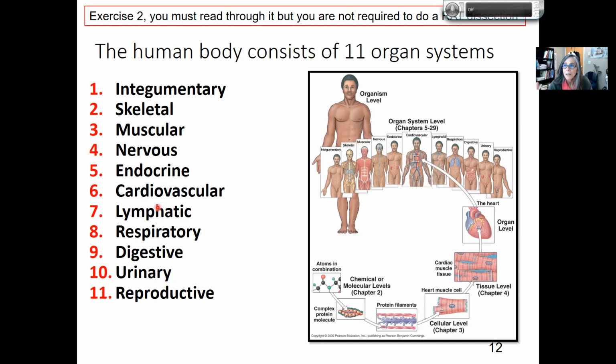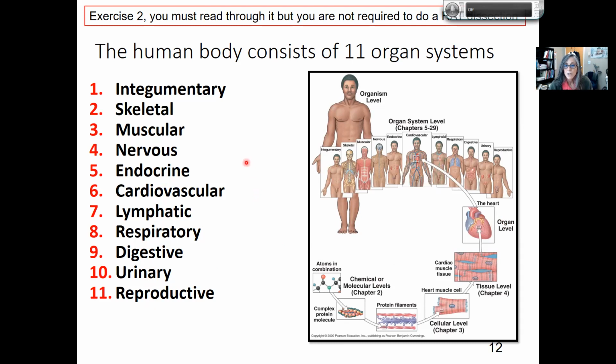Okay, but don't call it immunity. Immunity is only part of the lymphatic system. Respiratory system is for breathing. Digestive is for nutrients. We'll get into the functions in a second. Urinary is to get rid of waste, and reproductive is to reproduce. So you have all of them.